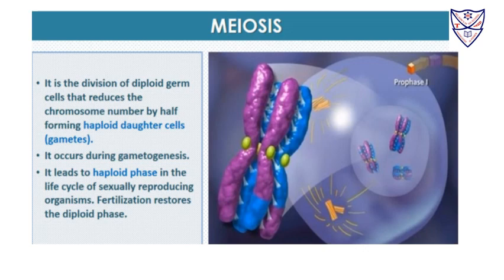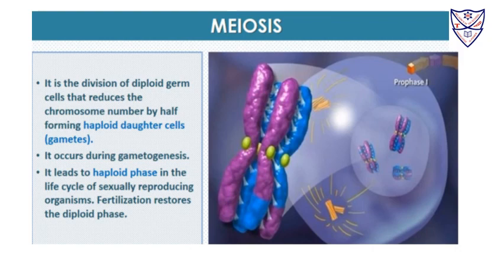So in the last video, we studied mitosis and how it occurs. We saw that it was an equational division and it occurred in somatic cells. In this video, let us learn about meiosis. Meiosis is basically the division of diploid germ cells that reduces the chromosome number by half, forming haploid daughter cells. That's why it is called a reductional division.